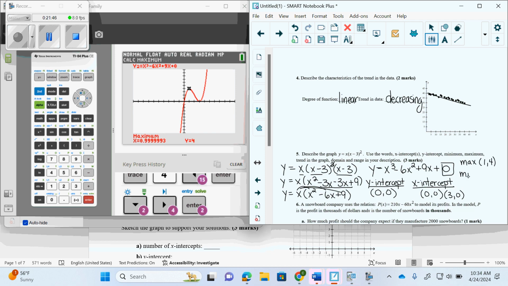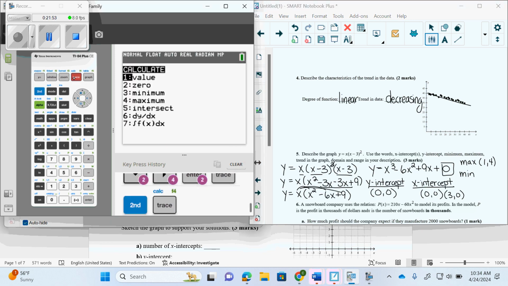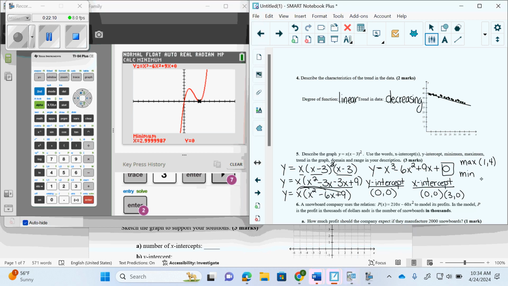And then I have a min. Don't short form on a test, write minimum. It's your notes, so you can write short form. Second trace minimum. Left bound. I'm off the thing. I don't know what I just did. Second trace minimum. Left bound. Right bound. It's at 3, 0, which is actually the x-intercept. Your minimum is the x-intercept.